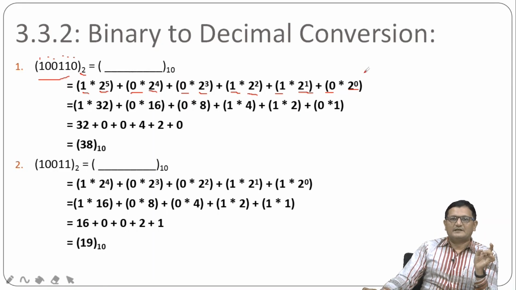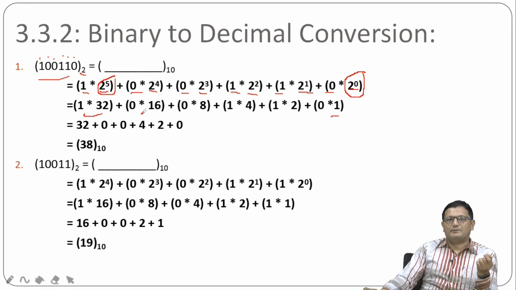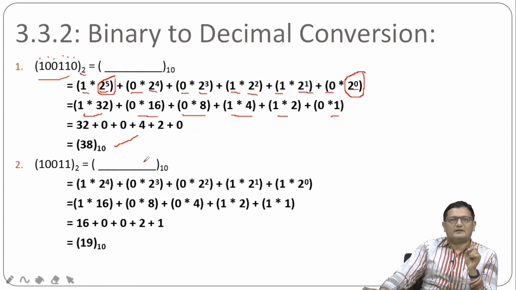Now see, what is 2 raised to 0? As I said, any number whose power is 0 will be treated as 1. Similarly, 2 raised to 5 is 2 into 2 into 2 into 2 into 2, which is 32. So, it is 1 into 32 plus 0 into 16 plus 0 into 8 plus 1 into 4 plus 1 into 2 plus 0 into 1. That gives 32 plus 0 plus 0 plus 4 plus 2 plus 0, and it makes 38. So, 38 is a decimal number, which we have represented with base 10.